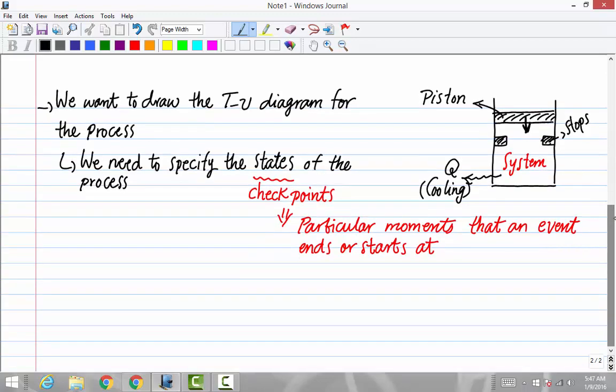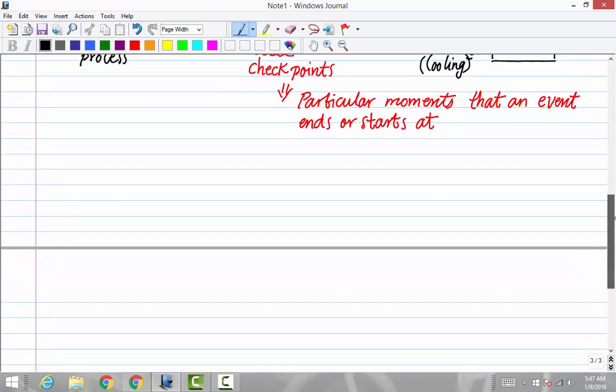So in this case, I know that I need to draw the T-v diagram. Therefore, I need to define my process. A process consists of different states, different checkpoints, different points, right? So I need to define those points before I go through this solution. So the process states are: one, the initial state.